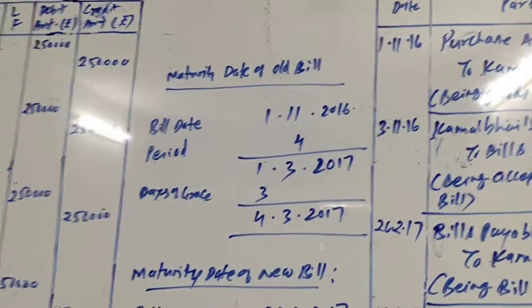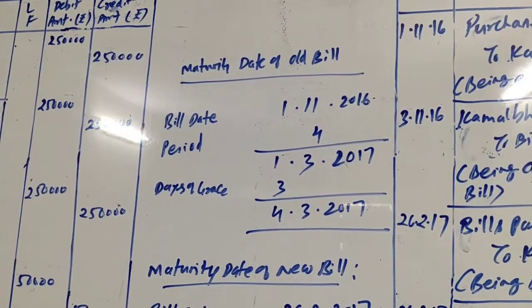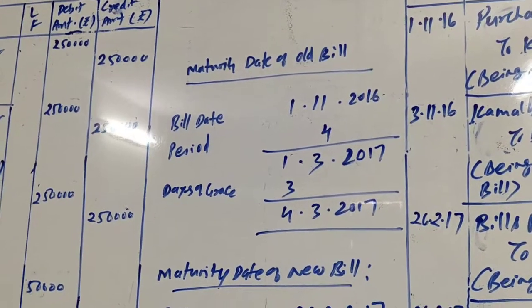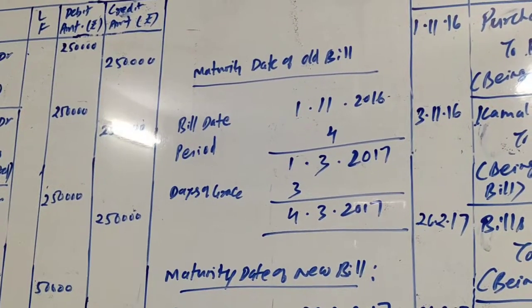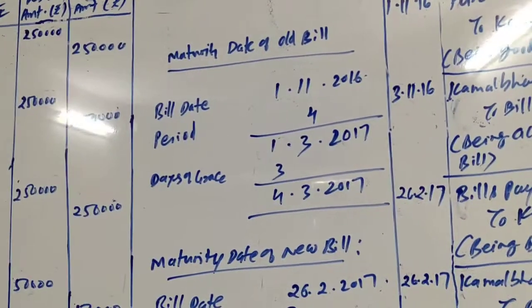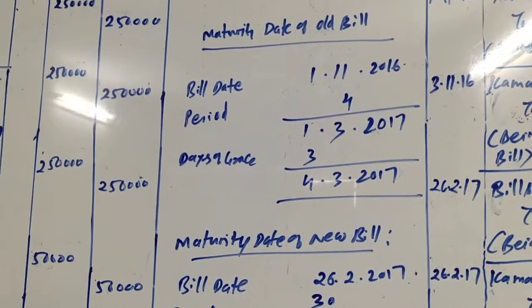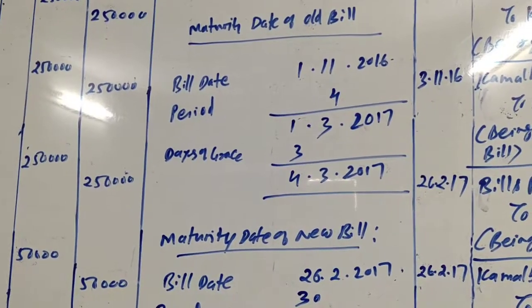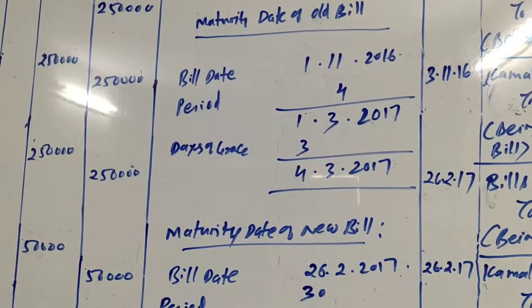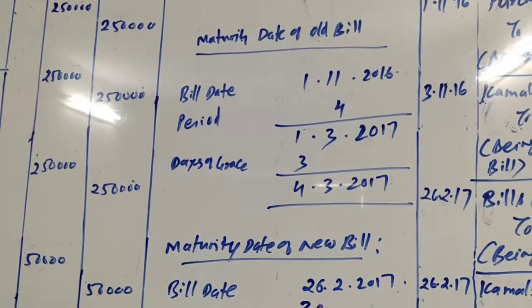before the maturity date Vishal requested to cancel the old bill, and he gave a check of rupees 50,000, and he requested to draw a new bill along with interest of rupees 3,000. So for all these three we will pass entry. We will cancel the old bill, we will pass entry for the money paid by Vishal, and also for the new bill.